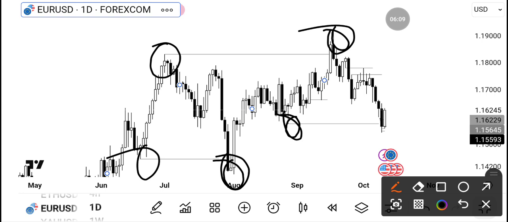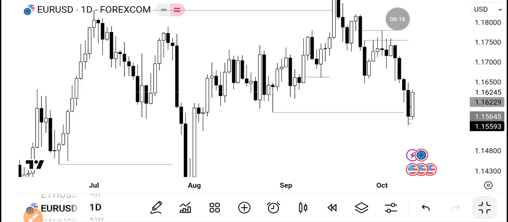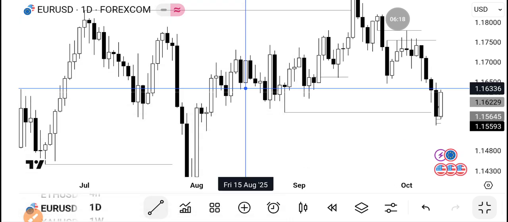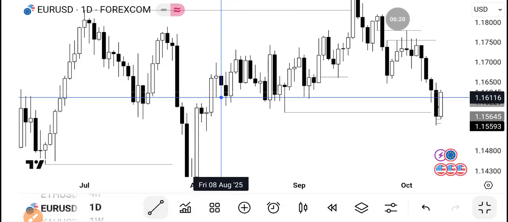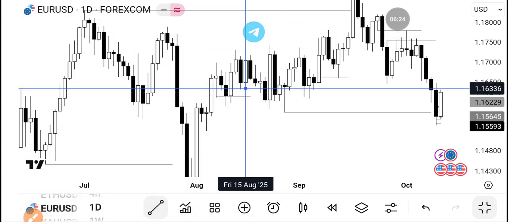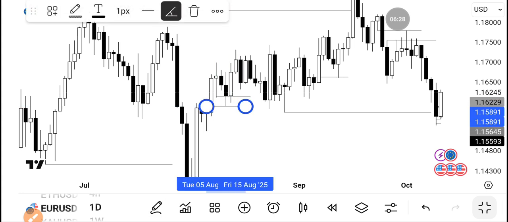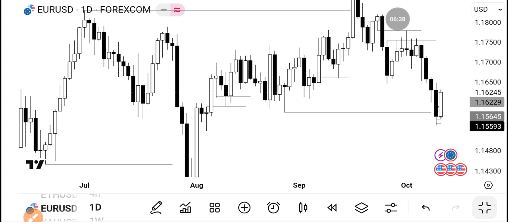Fair value gap. I've explained fair value gap to you guys. Look at another fair value gap here. Right? We have a fair value gap. So you just need to stick to it. Then what is the next thing?